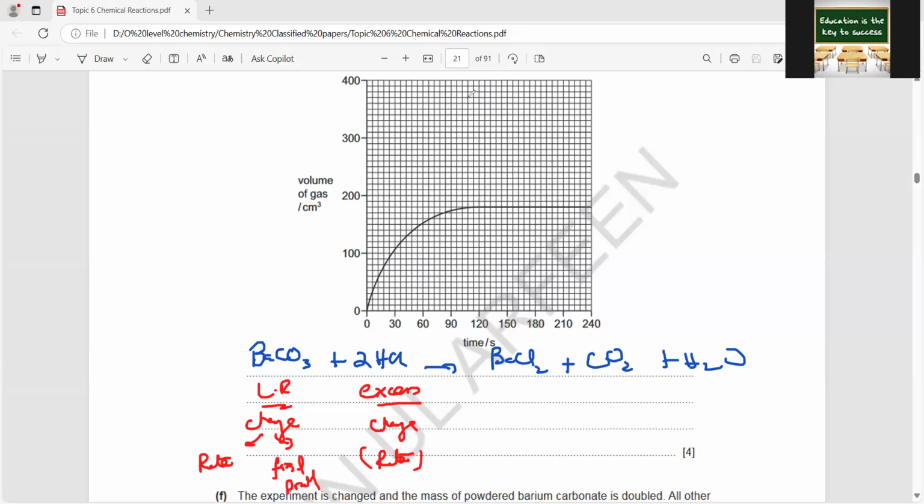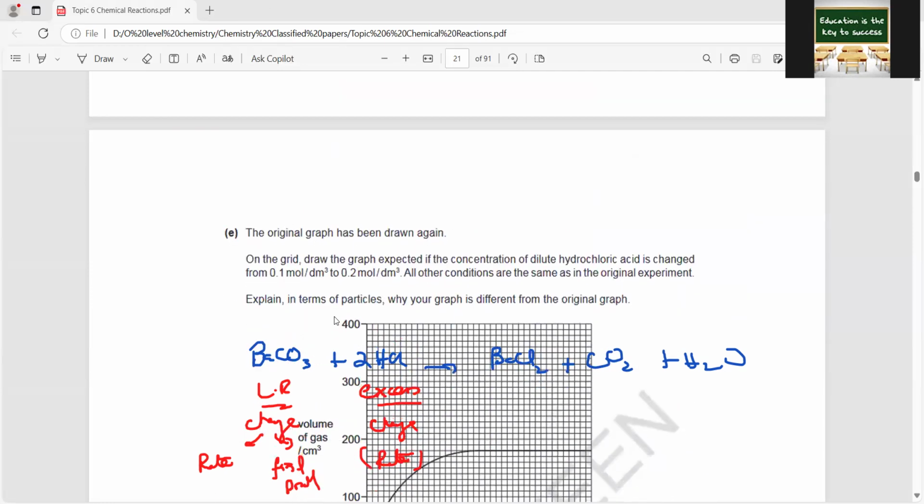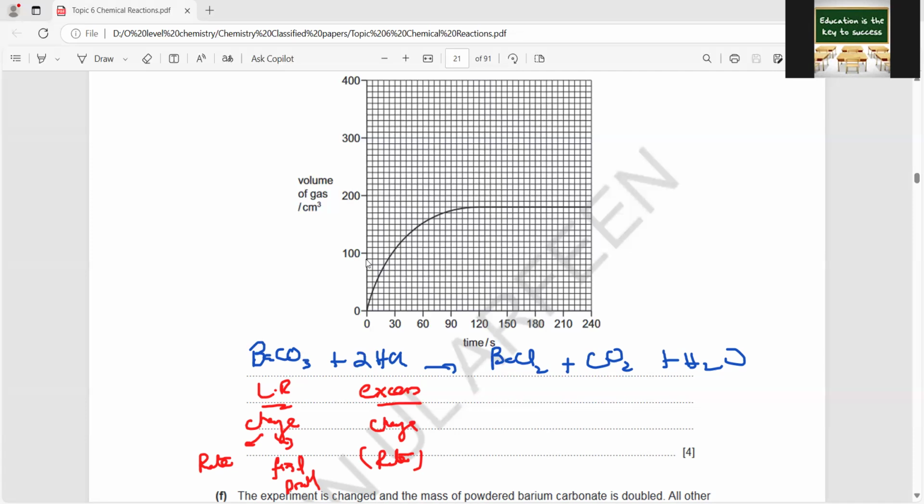So in the question, they mentioned that the hydrochloric acid concentration is doubled. It was 0.1 changed to 0.2. So if we increase the concentration of hydrochloric acid, what will happen? It will be steeper, like the rate will be higher, but the final product will remain the same, because we are changing an excess reagent, the hydrochloric acid. That is what they mention in the question.